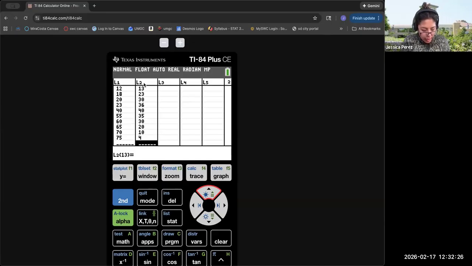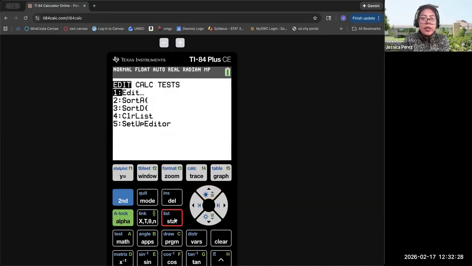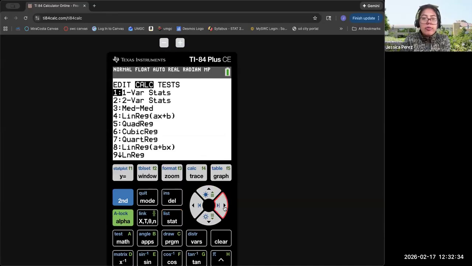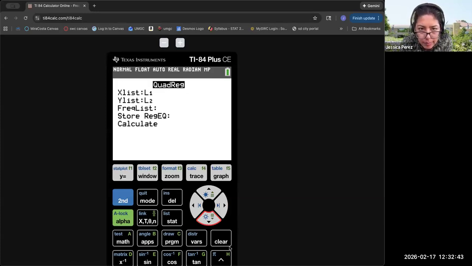Once I have this stored, I'm going to go back to stat. I'm going to go to calc. So that means I'm going to move my cursor right here. Now you're using your graphing calculator. You're going to move over and go to quadratic regression, 5, that QuadReg, and hit enter 1 time, 2 times.